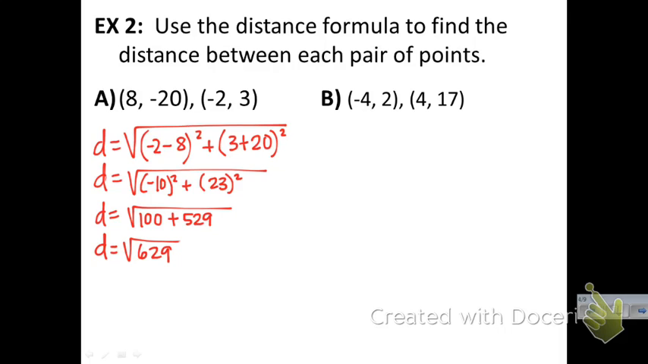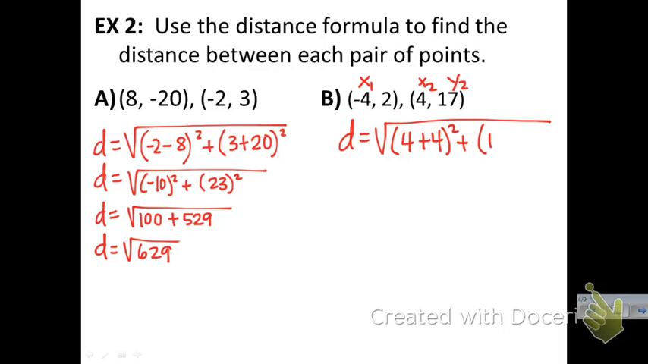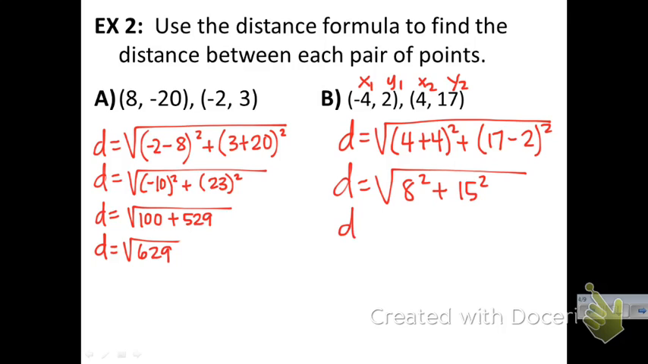Okay, moving on to the second one, just another example of applying the distance formula. We'll take, starting with that x2 value, 4, and subtract our x1 value. So minus a -4 would become plus 4. Then we're going to take our y2 value and subtract our y1 value and square it. So we get 4 plus 4, which is 8 squared, plus 17 minus 2 is 15 squared, and 8 squared is 64, plus 15 squared, 225. We add those two values, and we get 289.